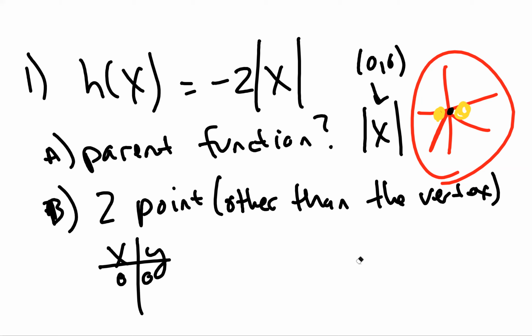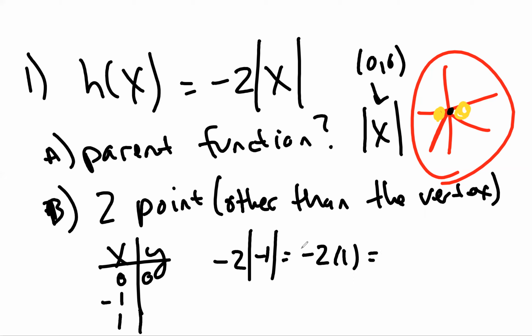Yeah. And so what we're going to do is come down here to our chart. We'll take a 1 and a -1. And then in order to find these y values, we're going to say, okay, negative 2 times the absolute value of negative 1, which is going to equal negative 2. The absolute value of 1 is just 1. And when I multiply negative 2 times 1, I get negative 2. And so the second point that I will have on my graph somewhere is the point negative 1, negative 2.